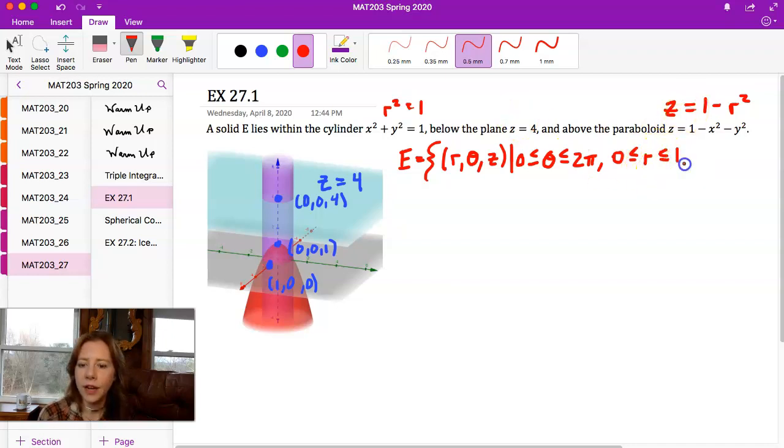And then finally, we can look at our limits for z. We have z is equal to 1 minus r squared as our lower limit, which is less than or equal to z, which is less than or equal to our upper bound for z, which is z equal to 4, that flat plane. Okay, so now we have set up our extents.